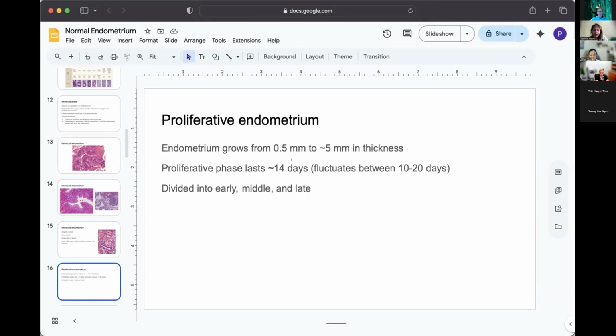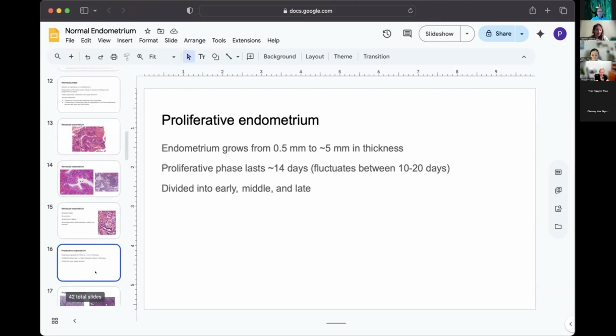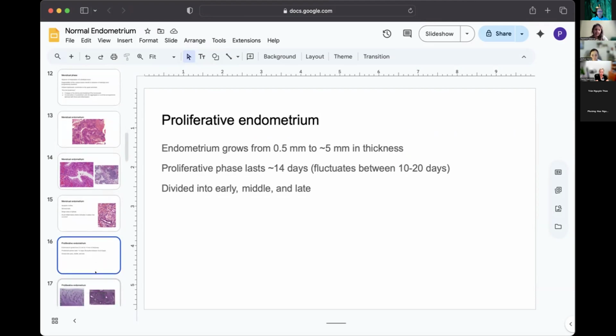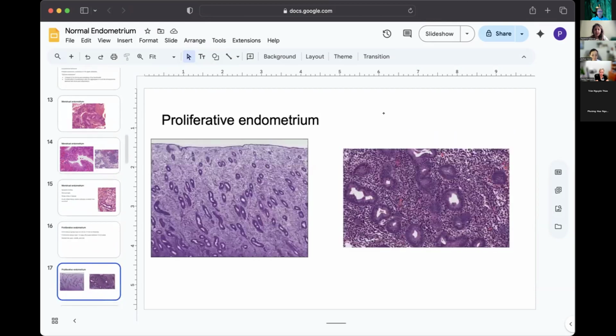So sometimes on the clinical report, or in the requisition form, it'll say she has a thickened endometrial stripe, and typically that's above 5 millimeters, and that's why they're submitting, because if it gets too thick, then that's worrisome for an underlying process. And then within proliferative, we like to divide it into different phases.